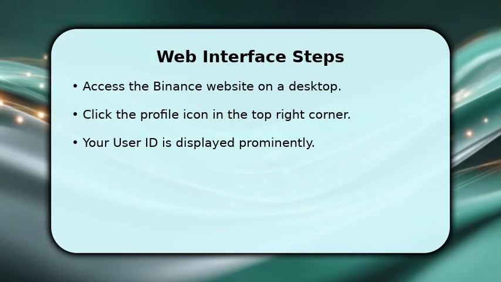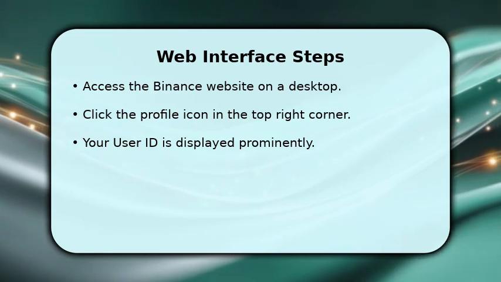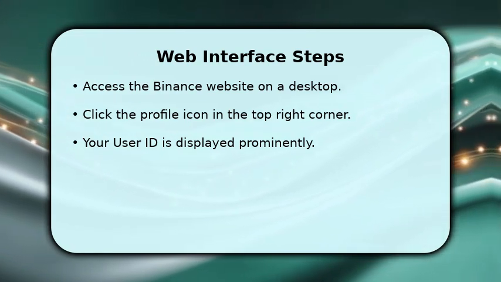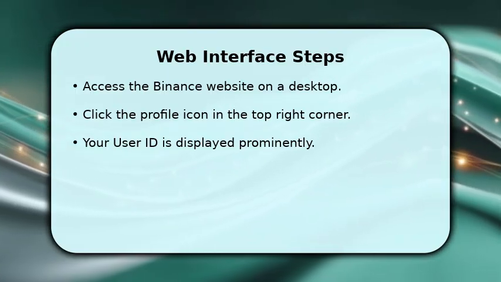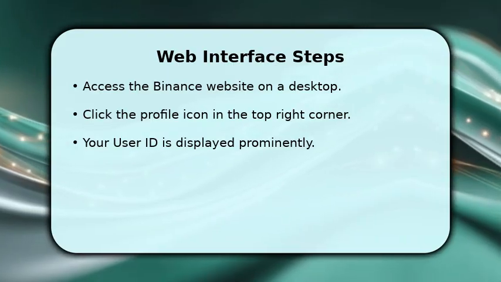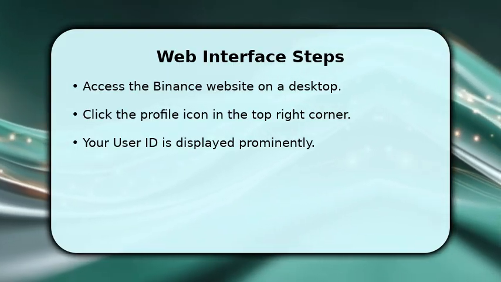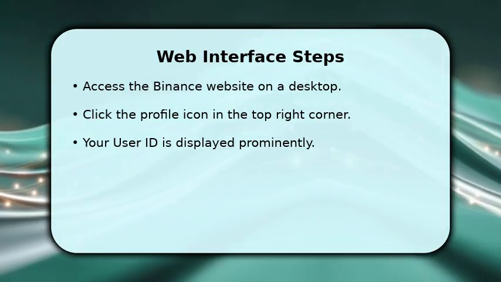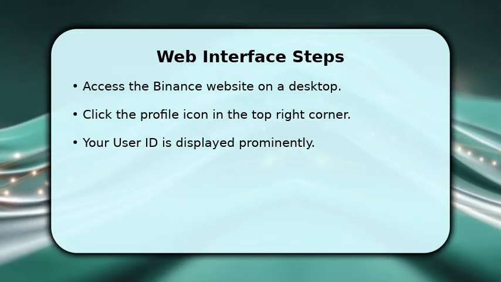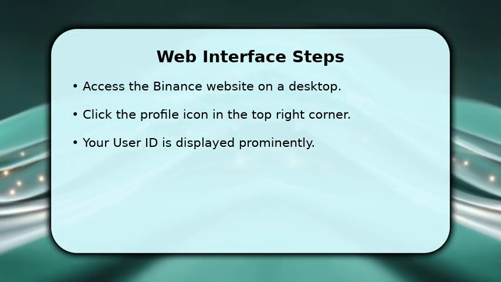If you are using the Binance website, begin by logging in. Once logged in, look for the small profile icon, usually located in the top right corner of your screen. Click on this icon, and a drop-down menu or a new page will appear. Your unique user ID will be clearly visible near your username or email address. It's typically a string of numbers.